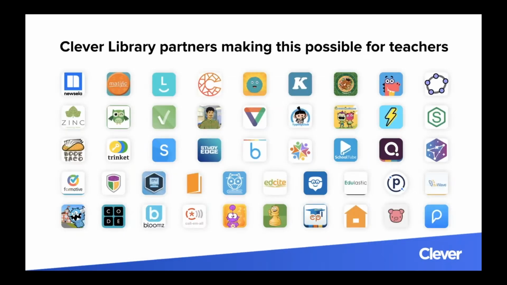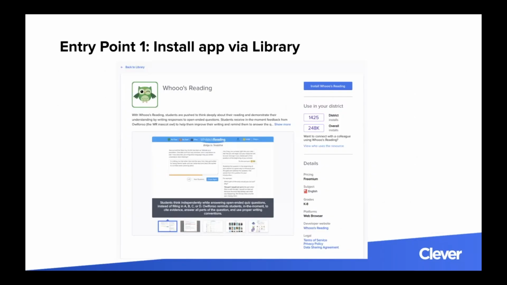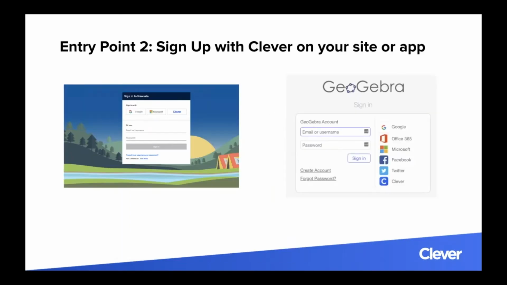One last note, I mentioned the Clever Library. You can think of it as an app store for K-12 ed tech, and that is where teachers can discover and sign up for your product. As we'll talk about, they can also find and use the sign up with Clever functionality from your website or from your mobile app. And that's something more we'll talk about as we get into the technical portion of this conversation with Tracy in just a little bit.